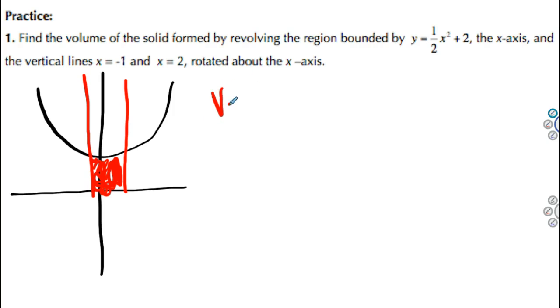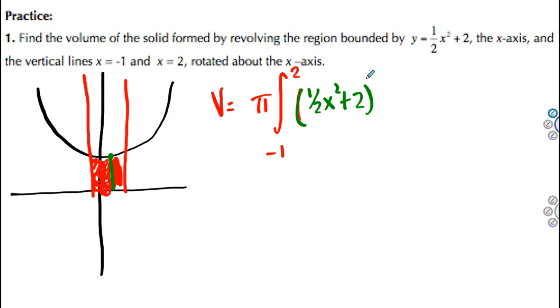So my volume is going to be pi. It's always got that pi out front because we're using circles. So it's going to be pi, and then I'm going to go from negative 1 to 2. My radius is the curve. If I look at drawing in a radius of this revolution, that would be this right here, which is the distance up to the parabola. So I'm going to put negative 1/2 x squared plus 2 in as my radius, and then don't forget you need to square your radius, and then I'm going to put a dx.